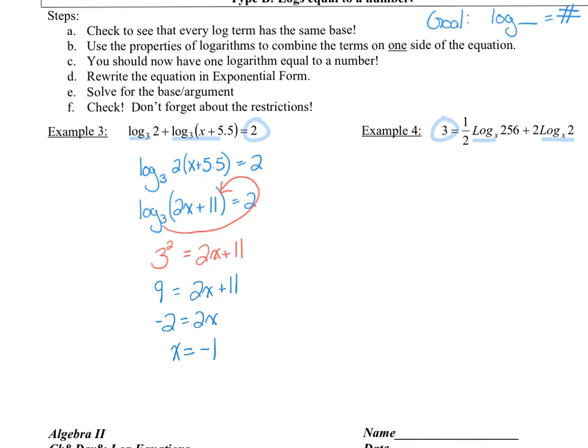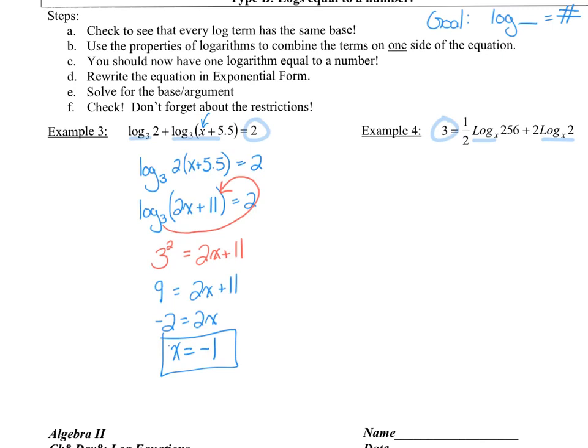Our final step is we want to check to make sure that what we get for x doesn't make the argument negative. So some people think that the value of x cannot be negative, and that's not true. X can be negative as long as it doesn't make the argument negative. So let's see, we're going to be plugging in that negative 1. We're going to plug it in right here. And when you plug it in, you're going to get negative 1 plus 5.5, which is positive 4.5. So the argument is still positive, which means negative 1 can work as a solution.